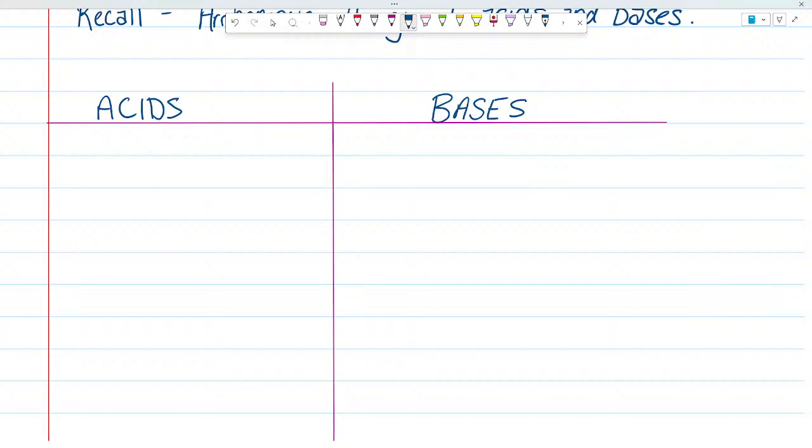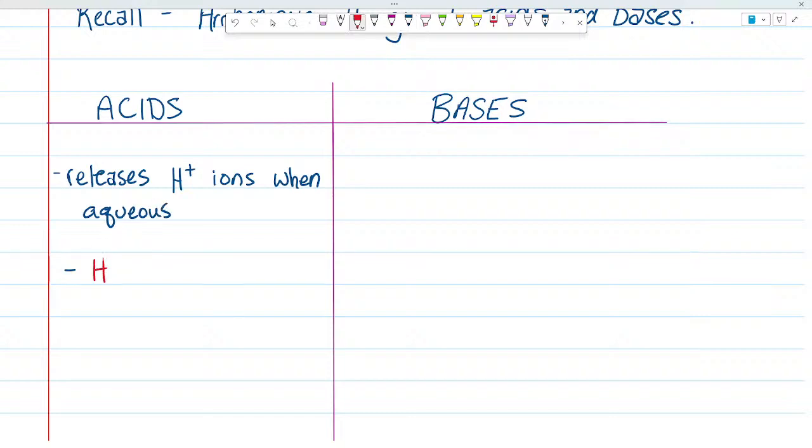Beautiful. You couldn't have said it any better. So an acid releases H+ ions when dissolved in water. So we say that it is HA. And even if it's a covalent acid, it will become ionic when dissolved in water. This is the form. So this could be any anion, including a covalent compound, right?